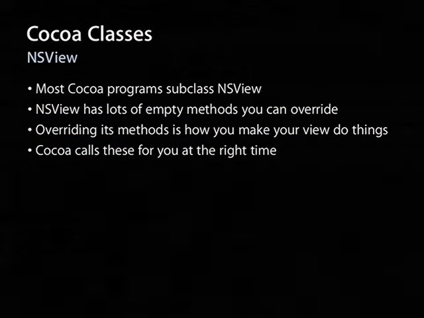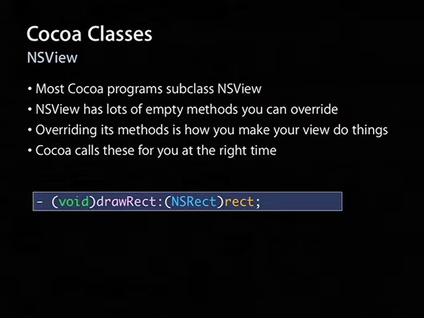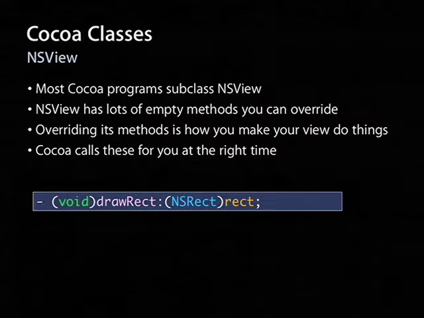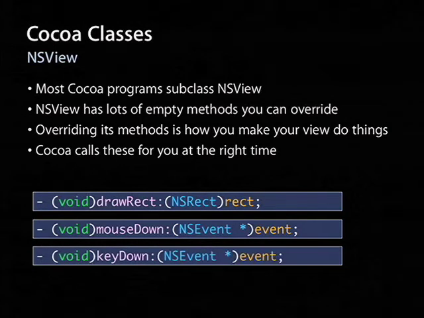And it's very common to subclass NSView. Most Cocoa applications will do it. And the reason you subclass NSView is so you can override some of its methods. For example, drawRect is one we overrode, which will be called when the view is told to draw by Cocoa. Mouse down is called when the user clicks in your view, of course, and key down is called when the user types a character. And you get things done with the view by overriding these methods. And Cocoa will call them for you at the right time.